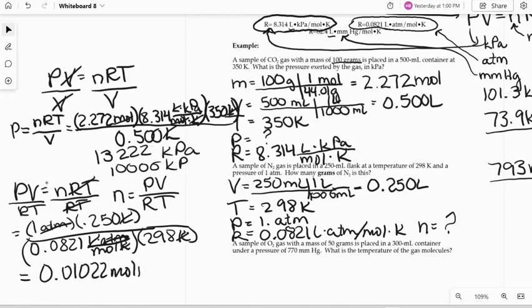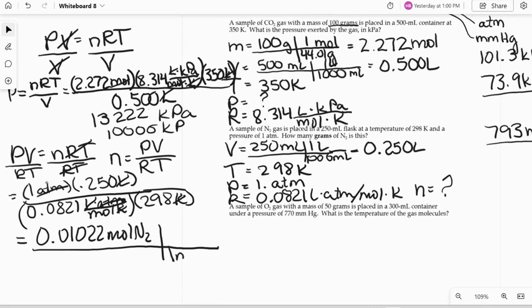0.01022 moles of N2. And then we can change this to grams easily with the periodic table of the elements. 1 mole, careful, it's N2, so it's 28.01 grams, not 28.02 grams, not 14.01. That gives 0.2863 blah blah blah grams of N2, and to 1 sig fig the answer would be 0.3 grams.